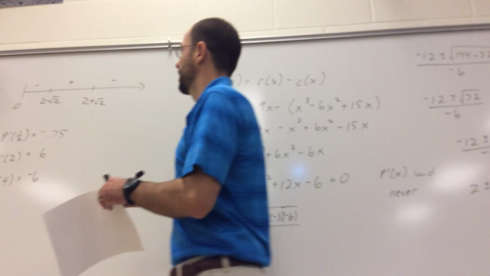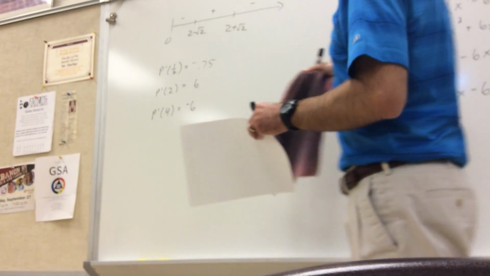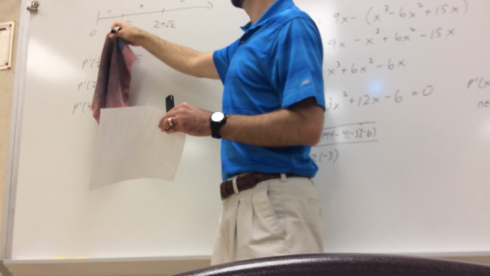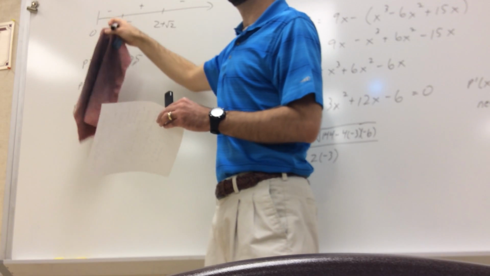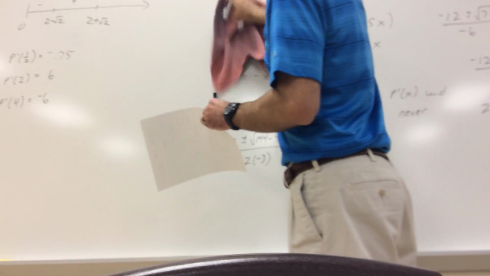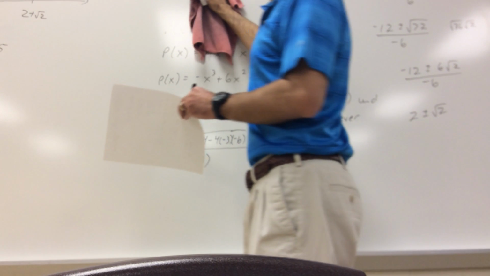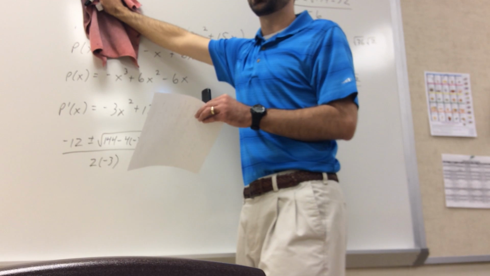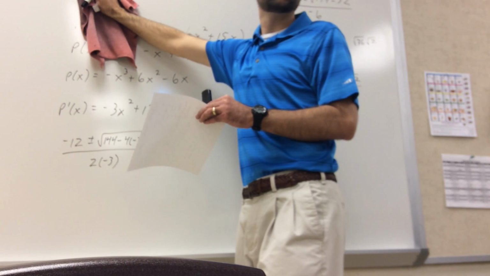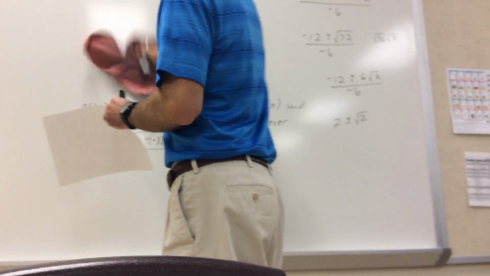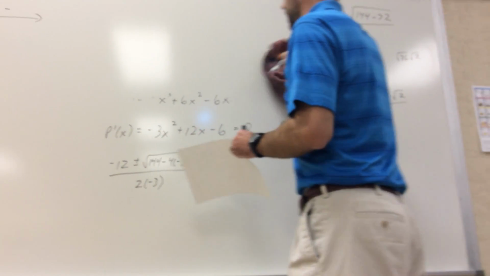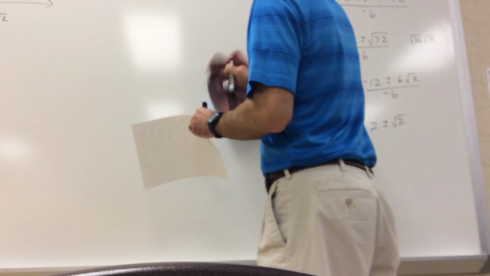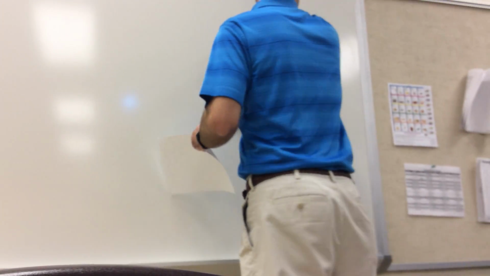All right, so there's that. And what's going on at this point? What did we just prove is happening at 2 minus radical 2? It's a local minimum, right? Because the slope is switching from negative to positive. Okay, and then at the other point, there's a local max, right? The problem is we're looking for the absolute max. So we have to think about this a little bit carefully to know what's going on.